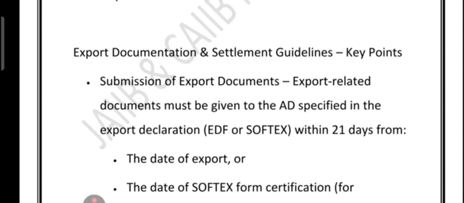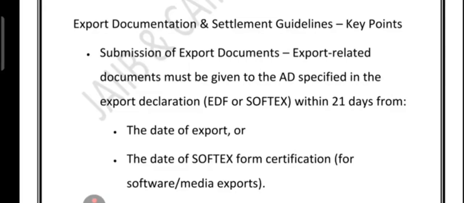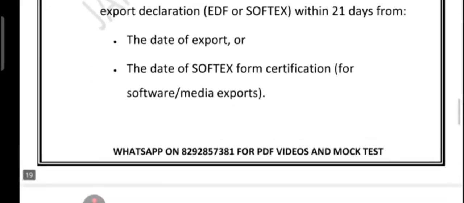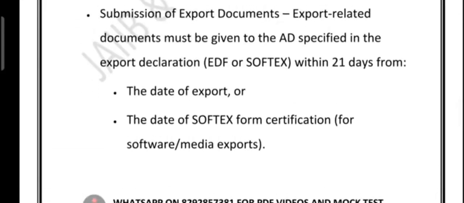Now let's talk about the submission of the export document. I think we have discussed the timeline. Whenever you export goods or even software and media, you have to declare it officially using the EDF or Softex form. Once you have exported the goods, there is a 21-day timeline to submit this document to your bank, but not just any bank. It has to be the authorized dealer bank, right? For software and media export, the 21 days are counted from the date your Softex form is certified.